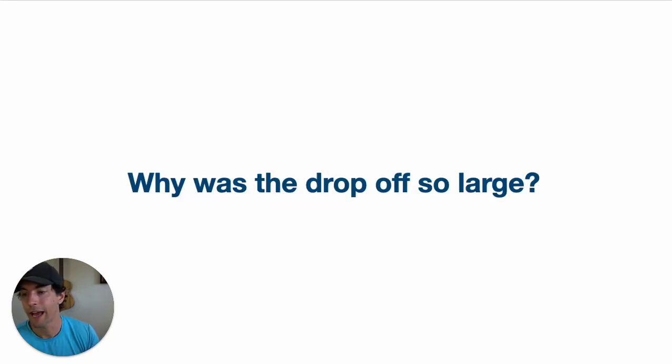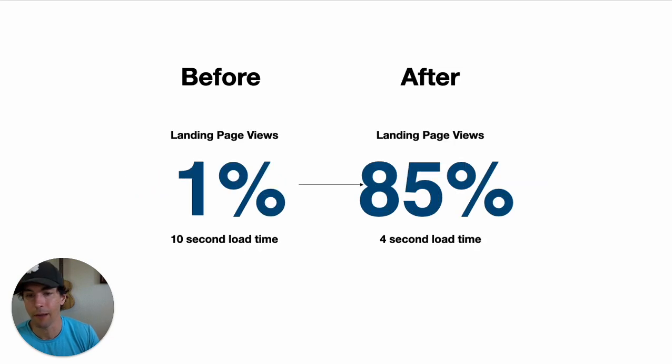Okay. So that drop off was really large. We fixed the problem. We remeasured, and we went from 1% of the people getting through to 85% of the people getting through. 85% is about as good as you can get. I've seen it sometimes up in the 90s. Get it to 85, you're good.